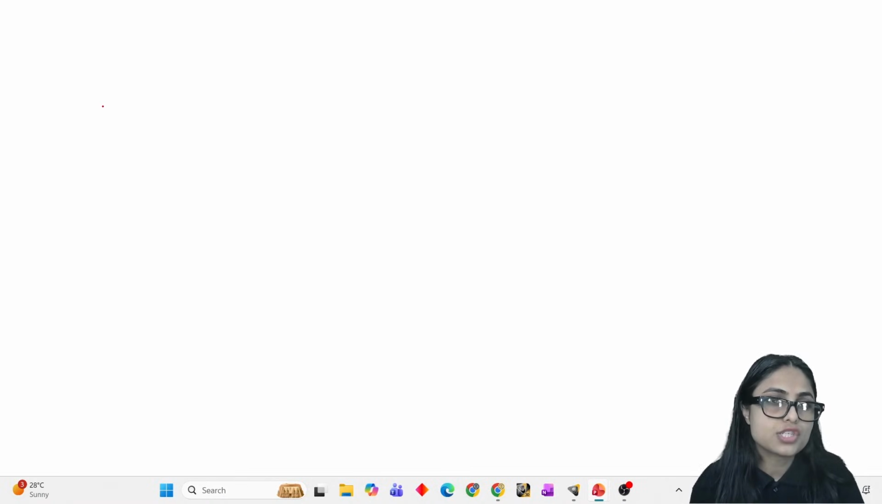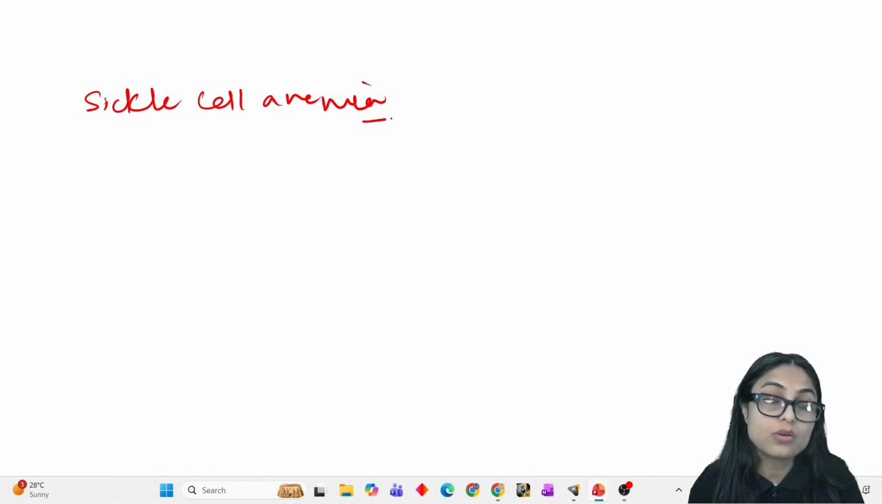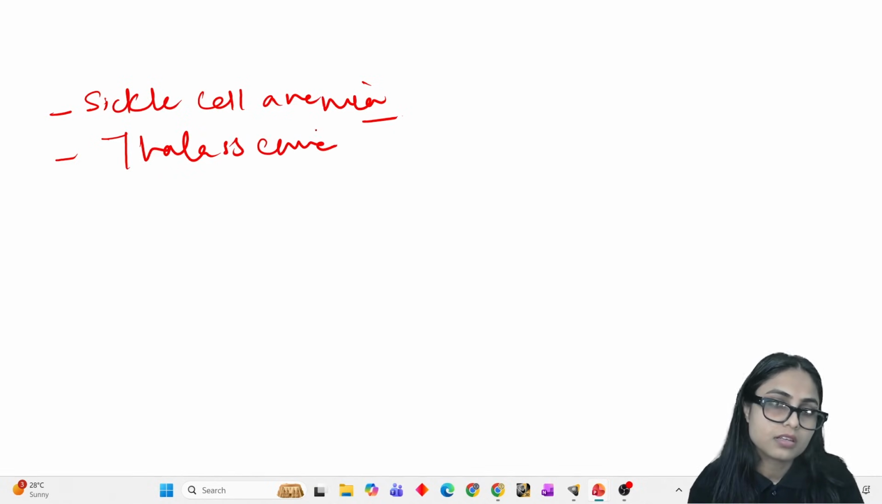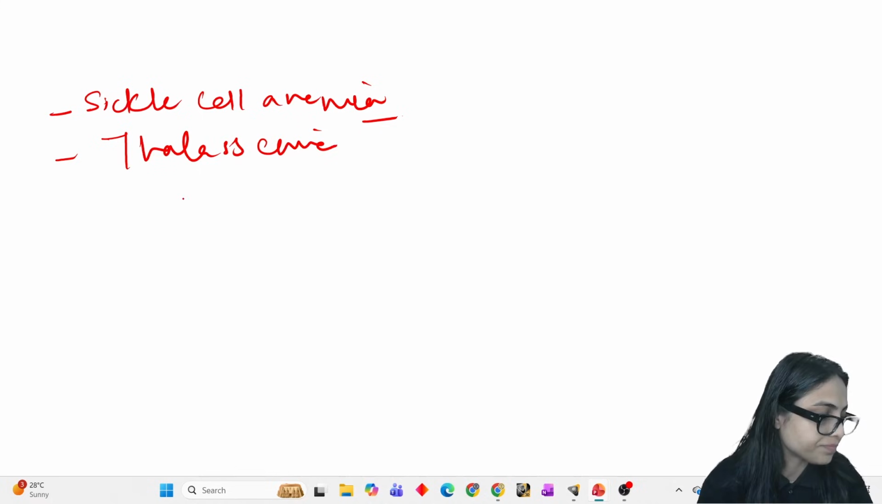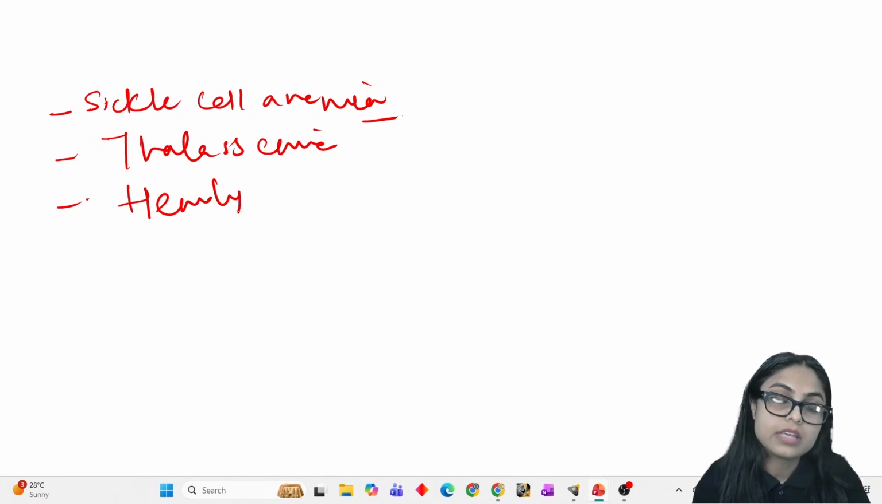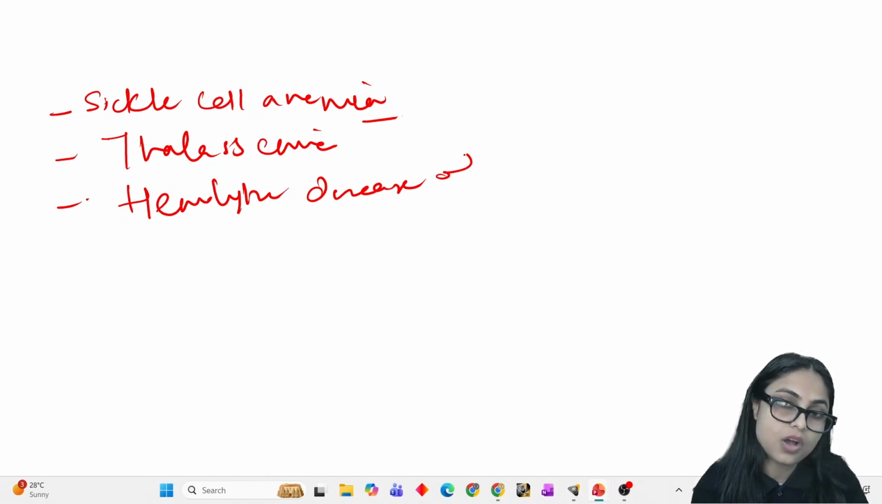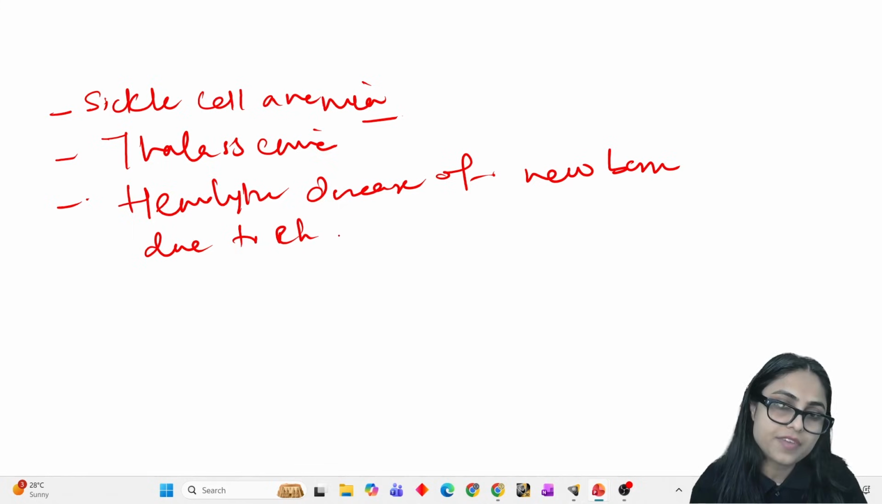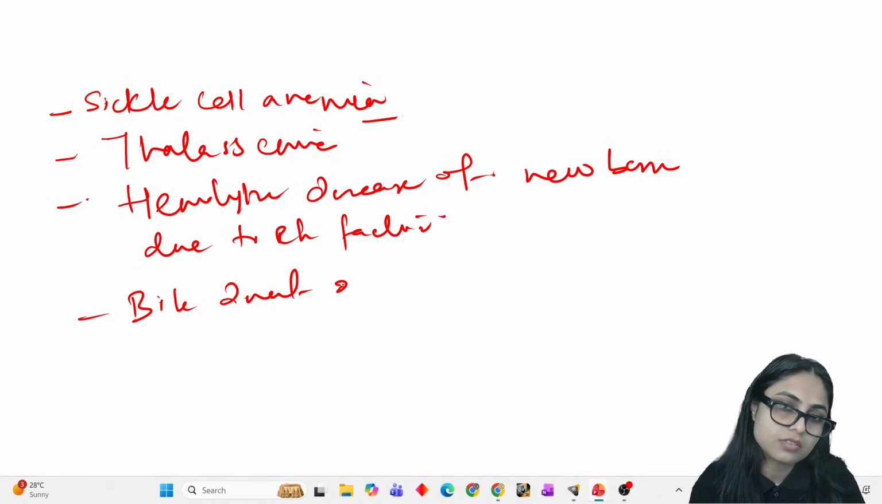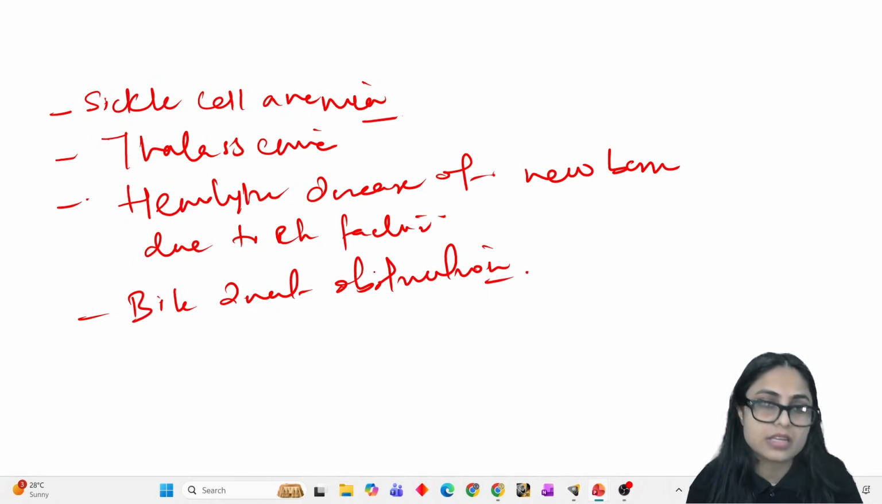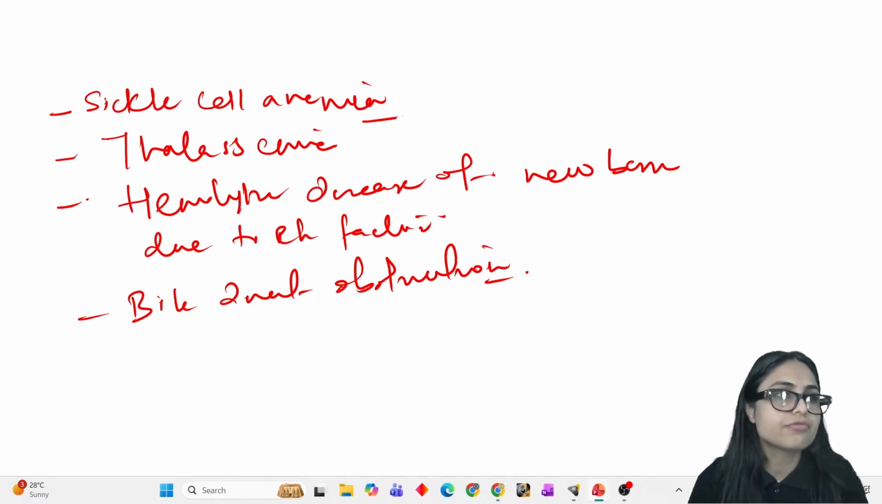And there are some other conditions that can also cause the yellow green discoloration. That is sickle cell anemia. We have thalassemia. Then we have hemolytic disease of newborn due to Rh factor. We have bile duct obstruction that can also cause the yellow green tint or discoloration.